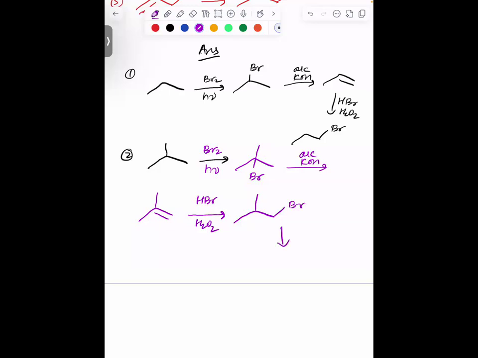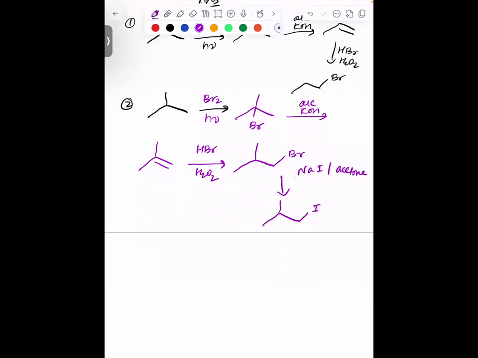Then sodium iodide in acetone, Finkelstein reaction, halogen exchange. Is it clear? Note down, friends.